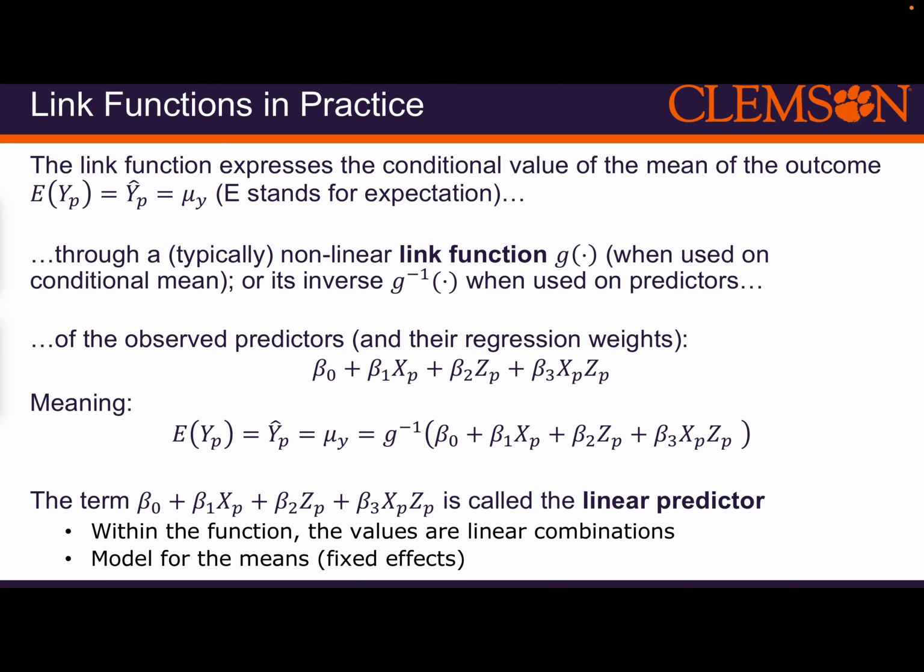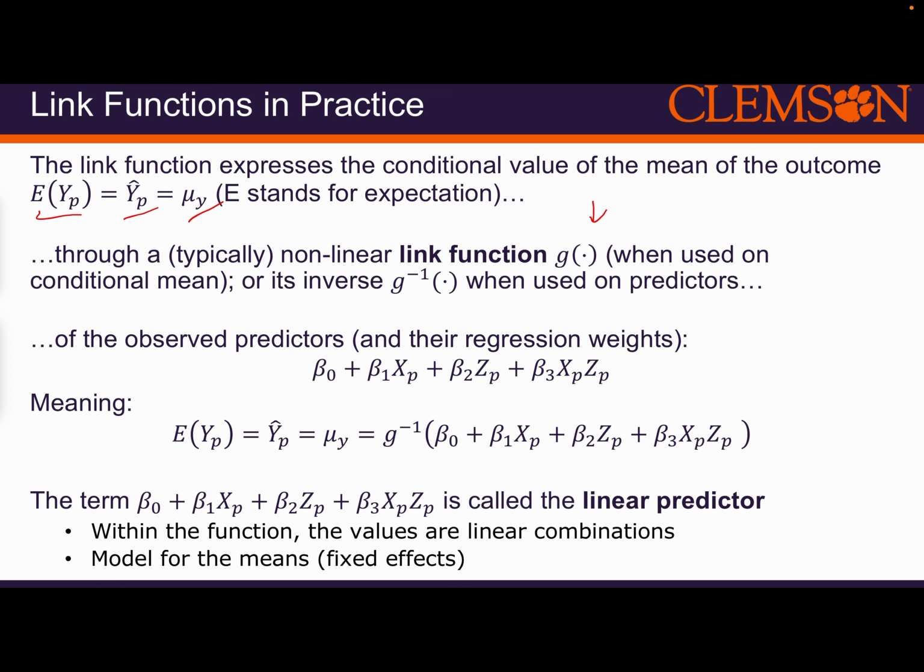So in practice, let's put this into practice a little bit. The link function expresses the conditional value of the mean of the outcome, right? So here, the expected value of y, sometimes we thought about it as y hat. In that Wikipedia slide, you saw that as the mean of y. But remember, this is the mean of y conditional on all the predictors. And what we're going to apply to it is this mathematical function g, a link function, to map our parameters on.